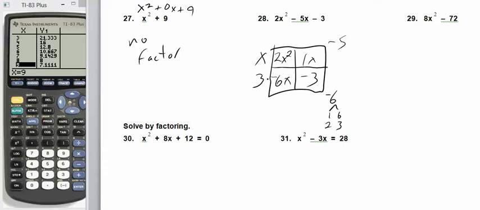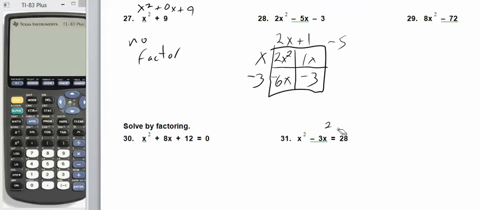And you always take this closer sign. So negative 3. What can go into both of these? 2 and an x. And what can go into both of these? 1. So our answer here is, need some more room, sorry about that, 2x plus 1 and x minus 3.